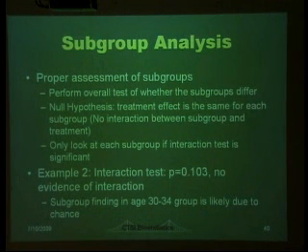Okay? And this test is basically an interaction test. The null hypothesis is that there's no interaction between the subgroup and the treatment. So we would only look at each individual subgroup if that interaction test was significant. So here the interaction test had a p-value of 0.103. There's no significant evidence of interaction here. So the subgroup finding in the age 30 to 34 group is likely due to chance and the fact that you're doing 4 tests.